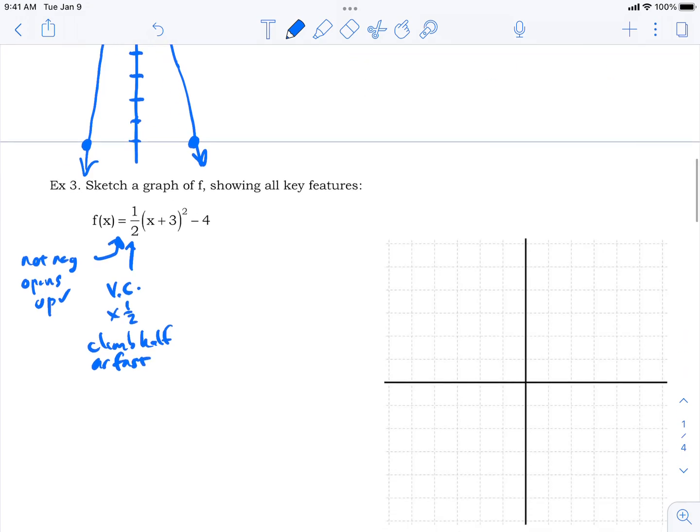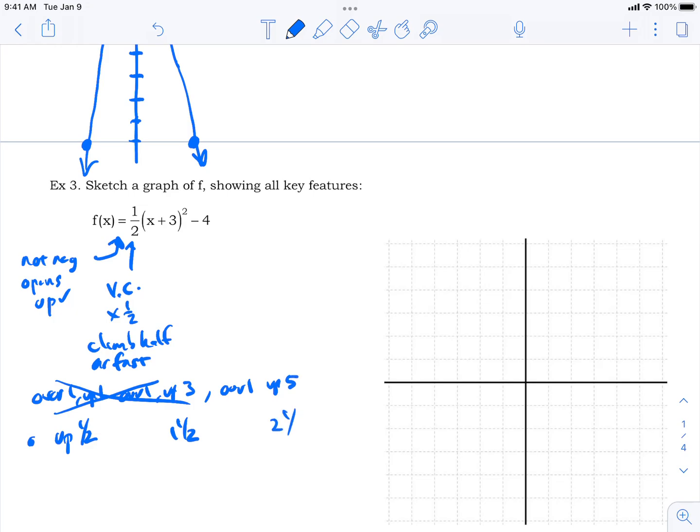So not over 1 up 1, over 1 up 3. No, it's going to be over 1 up 1/2, over 1 up 3/2, which is 1 1/2. Over 1 up 5 is going to become up 5/2, which is 2 1/2, and so on. So we're going to go over 1 up 1/2, over 1 up 1 1/2, over 1 up 2 1/2 more, and so on. So that's what the half is telling me.